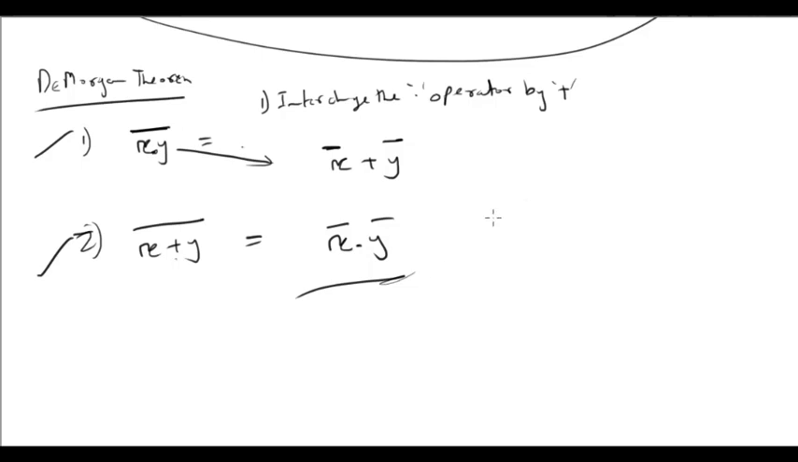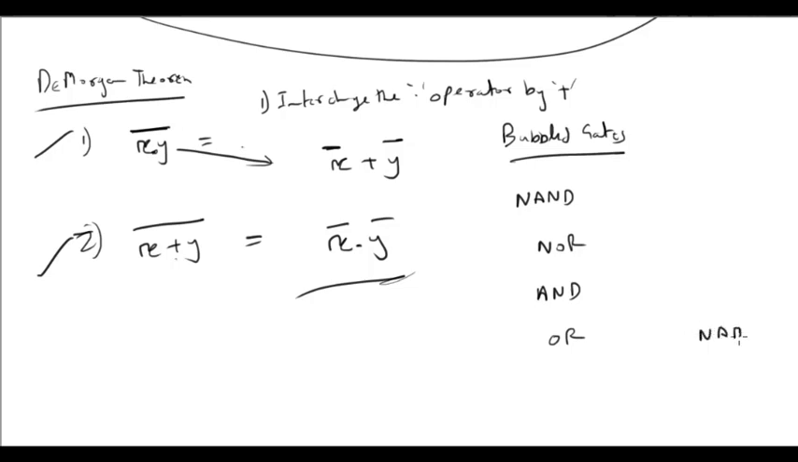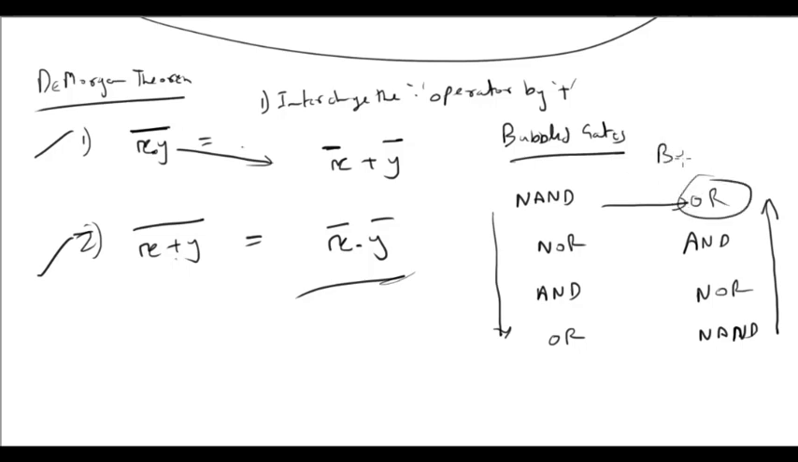Now I want to tell you something about bubbled gates. I am drawing a table here: NAND, NOR, AND, OR, and now write it upwards: NAND, NOR, AND, OR. Bubbled OR gate is also known as NAND gate, bubbled AND gate is also known as NOR gate, bubbled NOR gate is also known as AND gate, and bubbled NAND gate is also known as OR gate.